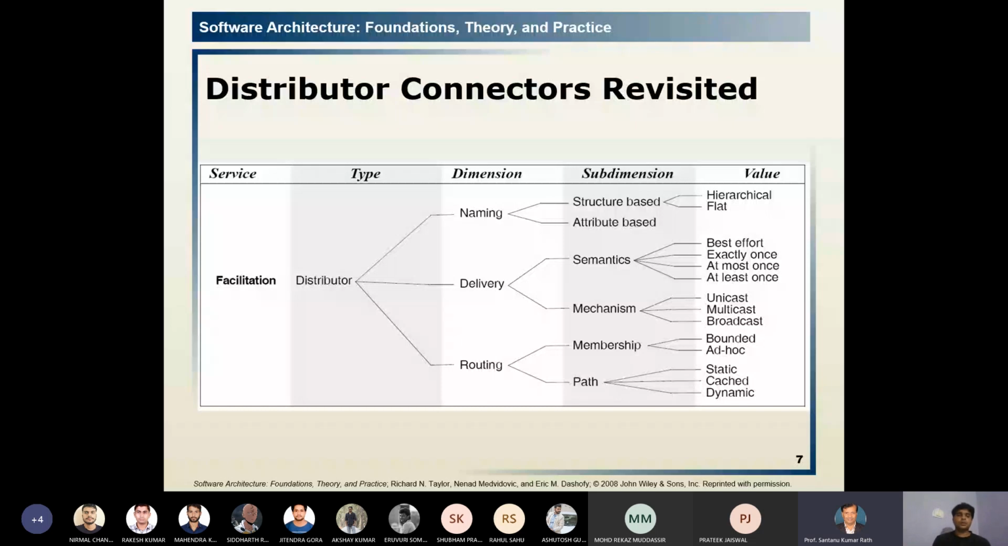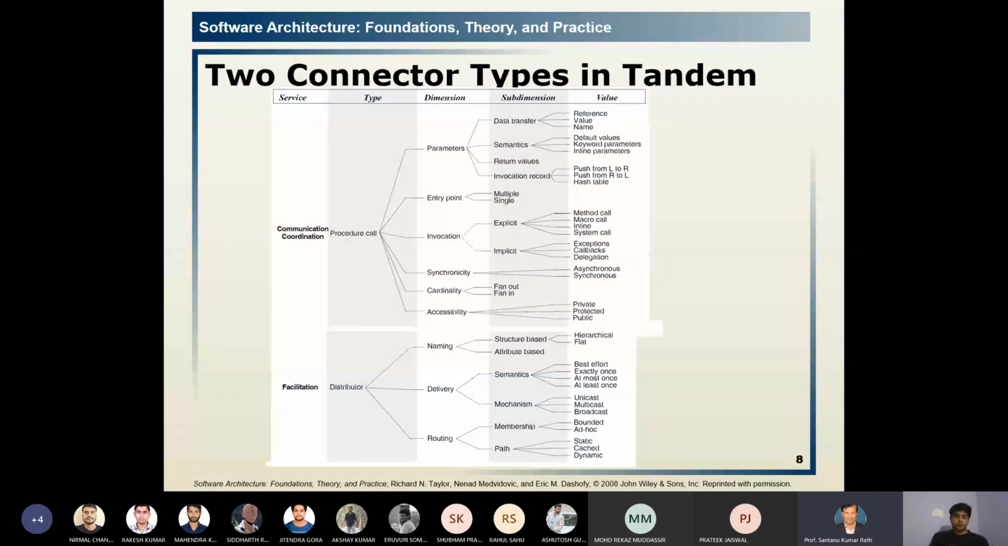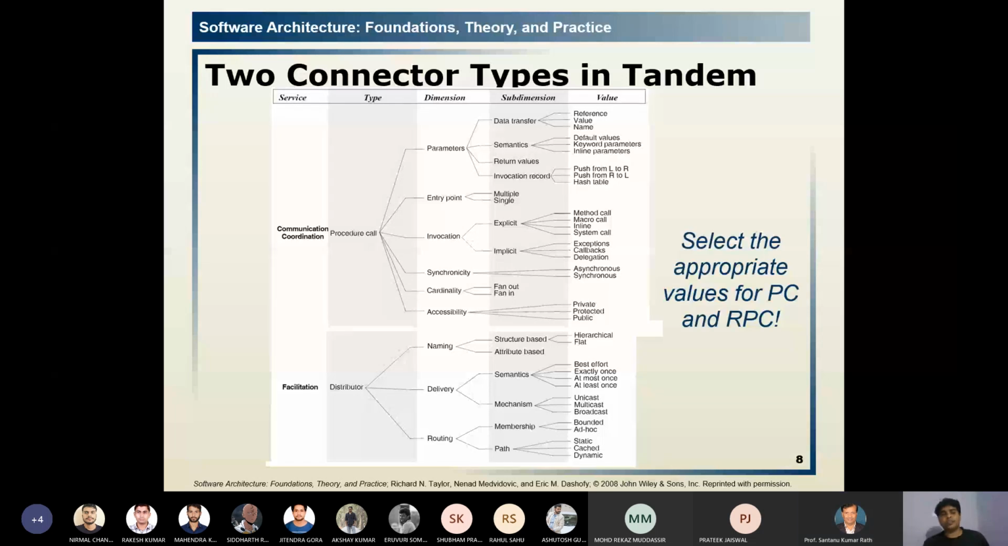Now we are providing some combination between those. See that in the dimensions, what are the features like parameters, entry points, invocation, synchronicity, cardinality, accessibility, naming, delivery, and routing, and their subdimensions and their values. All features and their properties will be combined while doing any inter-process combinations. And select the appropriate values of the procedure call and RPC. RPC means a combined version of the distributor and procedure call, the remote procedure call.